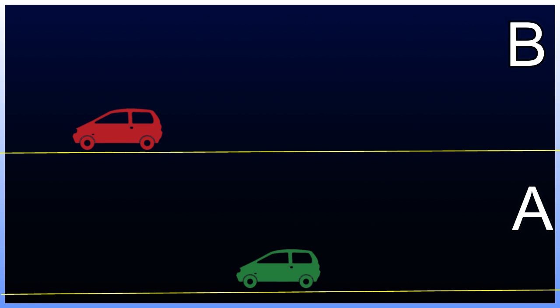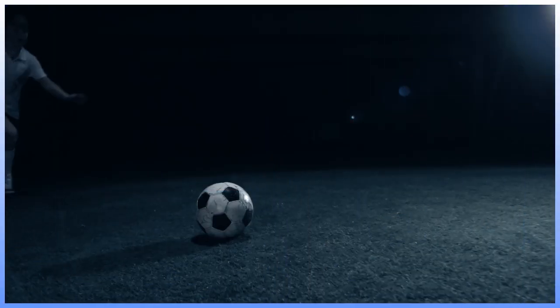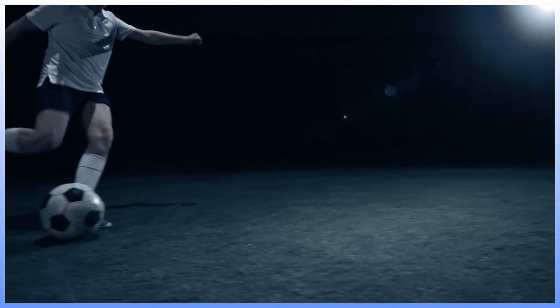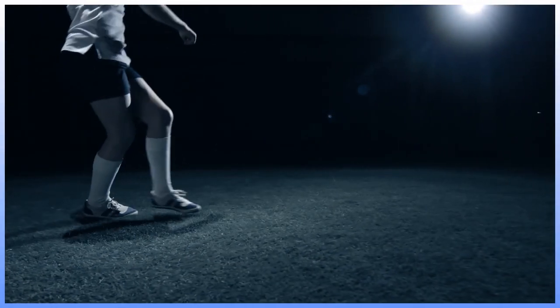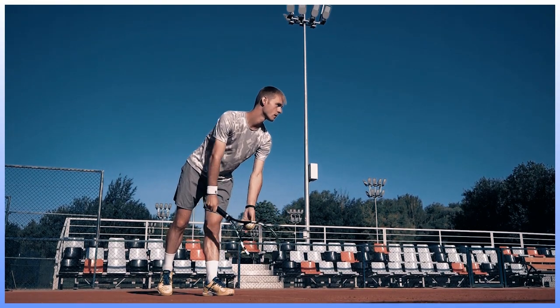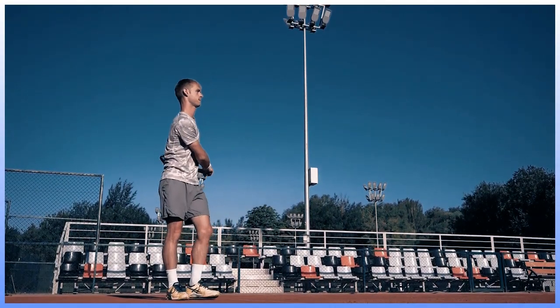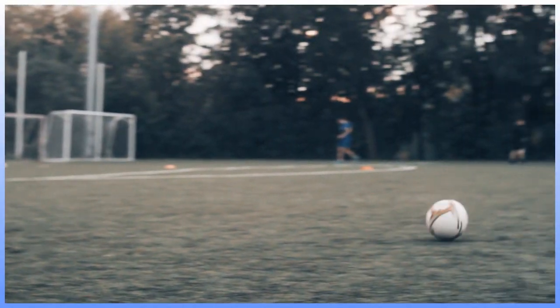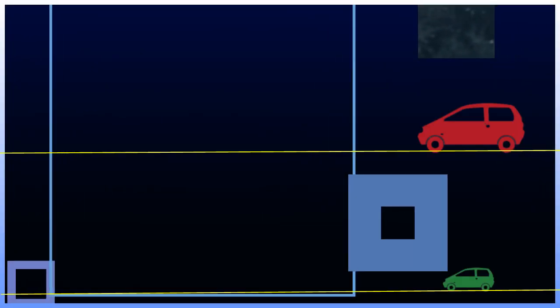Look at the result. Car B moves a larger distance than car A. The car moves a larger distance when it is pushed harder. In the same way, if you kick a ball harder, it will move a larger distance and faster. Hard push causes the object to move a long distance. Gentle push causes the object to move a small distance.